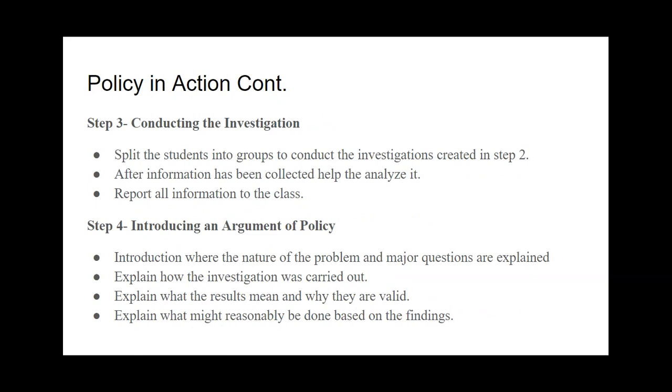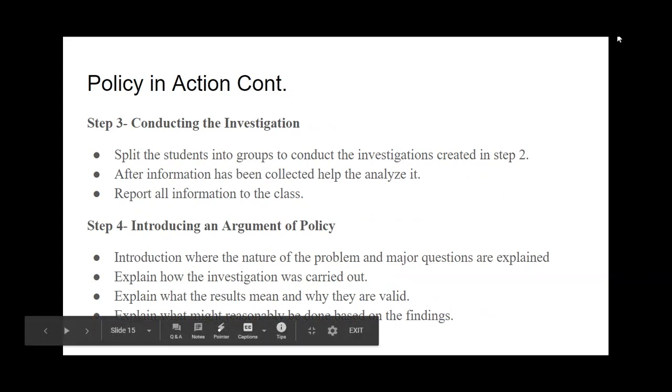And you're going to want to report all the information to the class so the whole class knows what's going on. So the fourth step is you're going to introduce your argument. This is your big final paper, and the rest of the steps are going to break down how you create this argument. So the first part, you're going to make an introduction where the nature of the problem and the major questions are explained. You're going to explain how the investigation is carried out next. And then you're going to want to explain your results, what they mean, and why they're actually valid. And lastly, you're going to want to explain what might be reasonably done based on what you found.